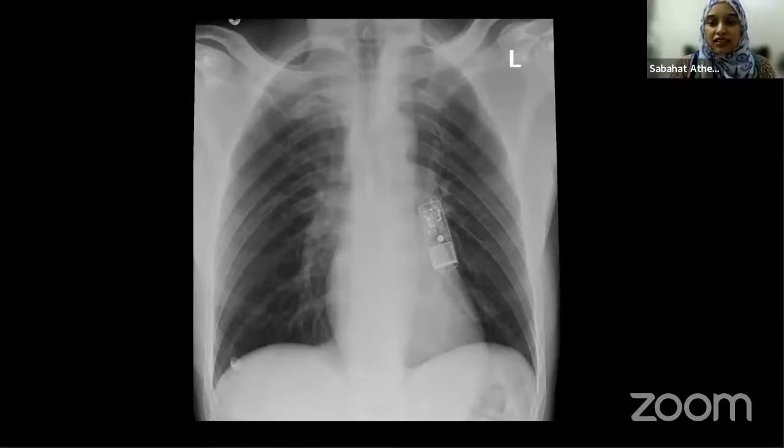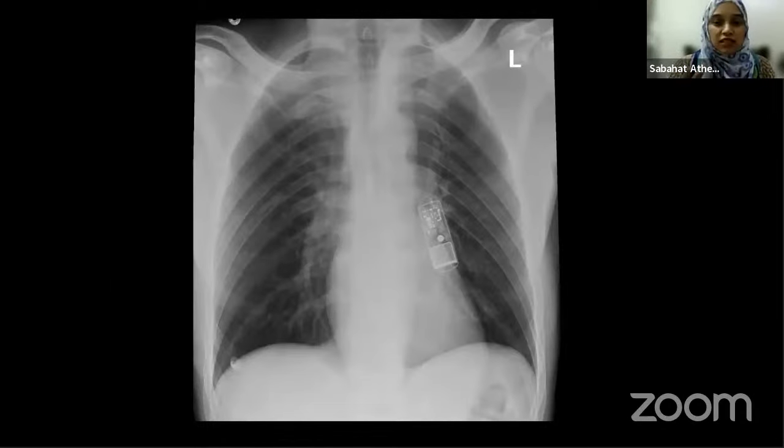When you see this USB-like device, it's long gone. We don't have any USB devices like this anymore, but you might think, does this patient have a foreign body in his pocket or something? And you want to go and scream at the technician. No, this is an implantable loop recorder, okay?